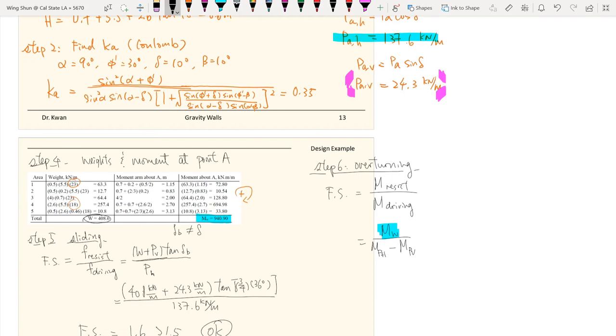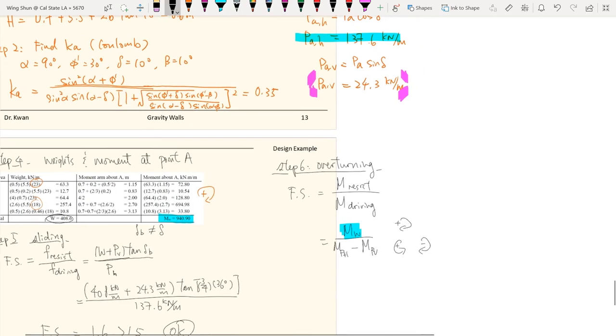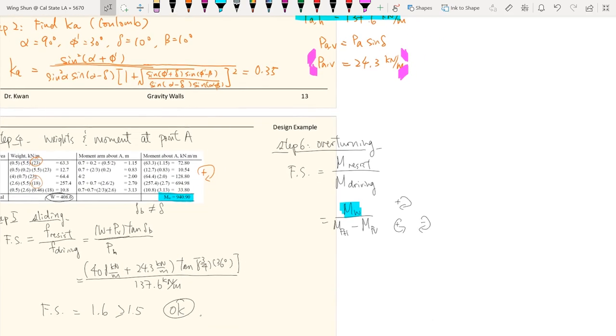So again, in terms of driving, anti-clockwise is positive and clockwise is negative. But when we are in the resisting moment, clockwise is positive. So be very clear about what you're doing in terms of polarity. Figure all of that out, and you will make your design much clearer, with fewer errors and less trouble later.